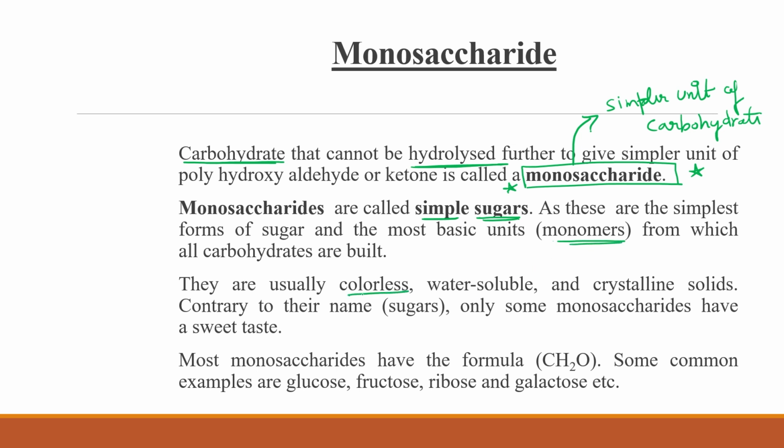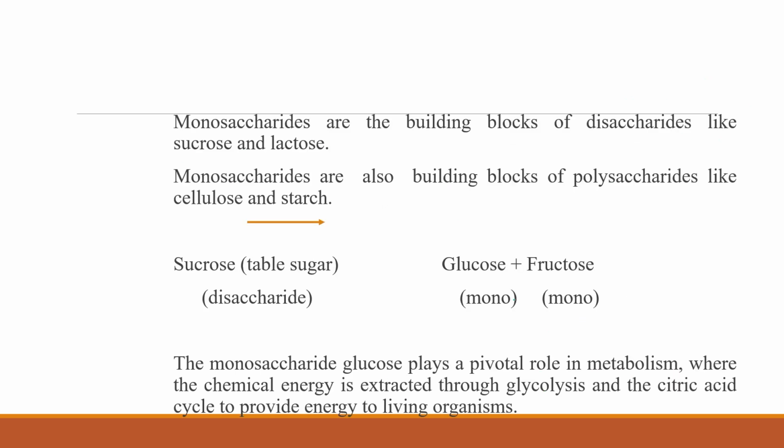What are the physical properties? They are colorless, water soluble, crystalline solids. And contrary to their name, meaning sugar, I have just told you that these are known as simple sugar. Only some monosaccharides are sweet in taste, like glucose. Okay, most monosaccharides have the formula CH2O. What are the examples? Glucose, fructose, ribose, galactose. These all come under the monosaccharide category. Clear? Let's move to the next slide.